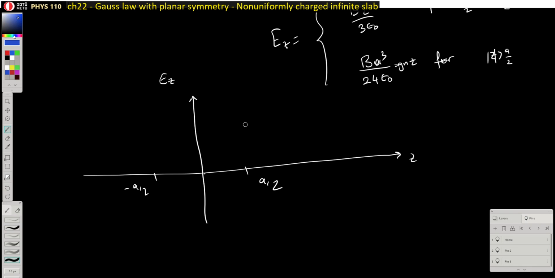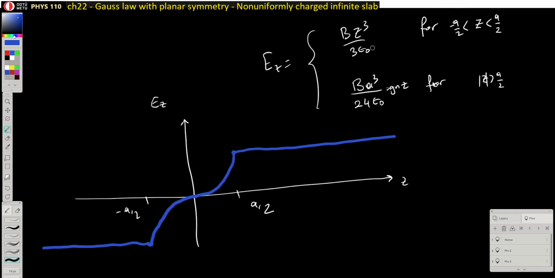So outside, the electric field is constant on the left side of the slab as well. The electric field is constant. Inside, the electric field goes like z cube. And the electric field is continuous. You can check the continuity by just looking at the expression in here. When z is equal to a over 2, you can check that these two expressions give you the same value. Okay.